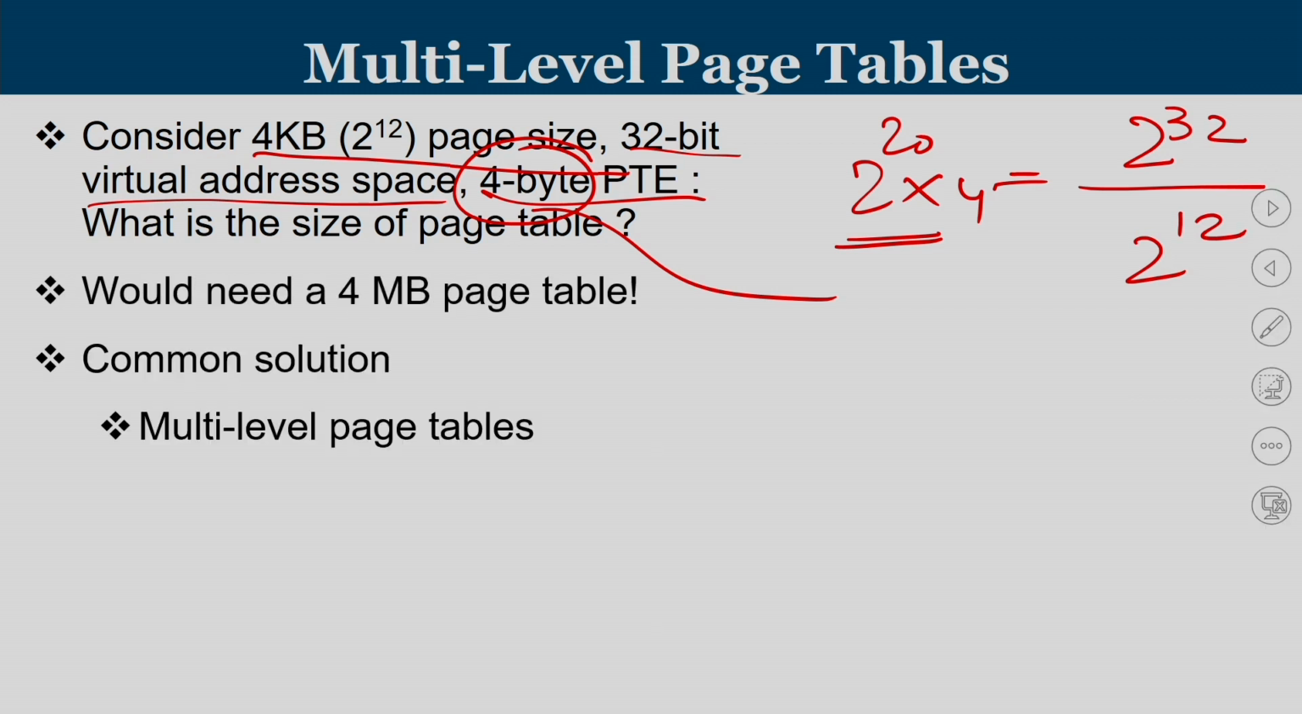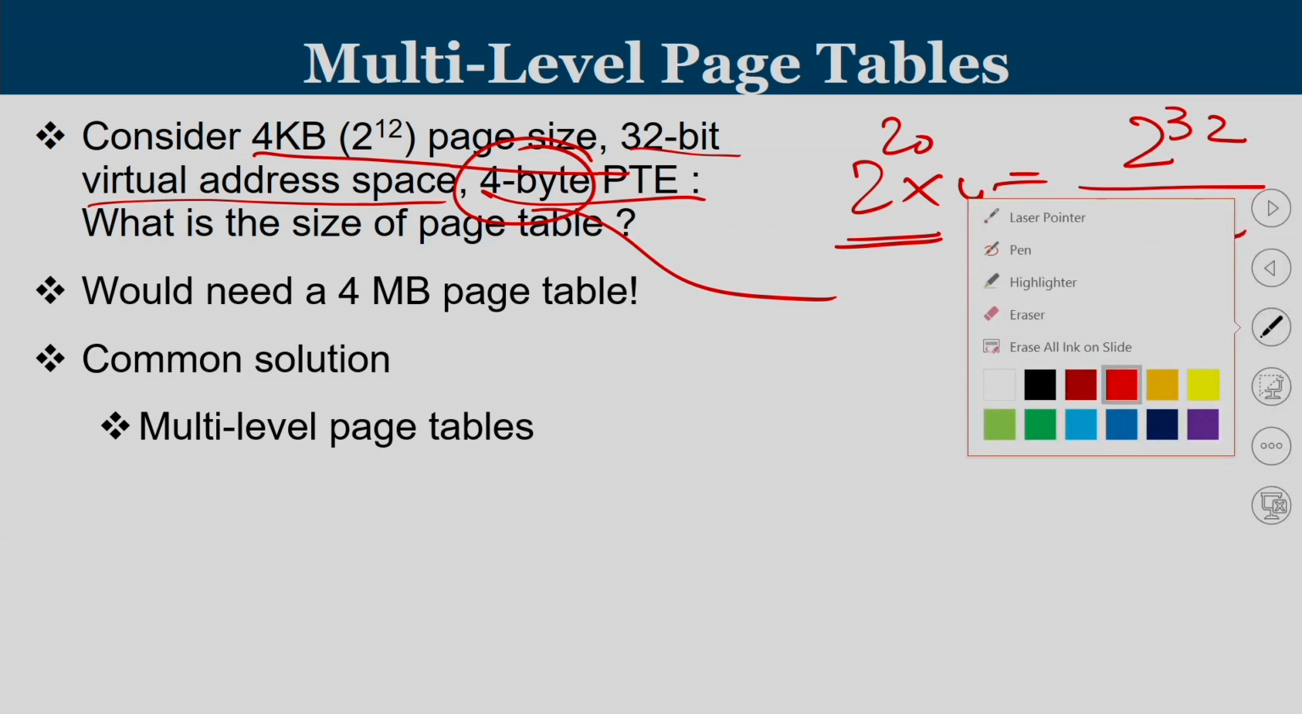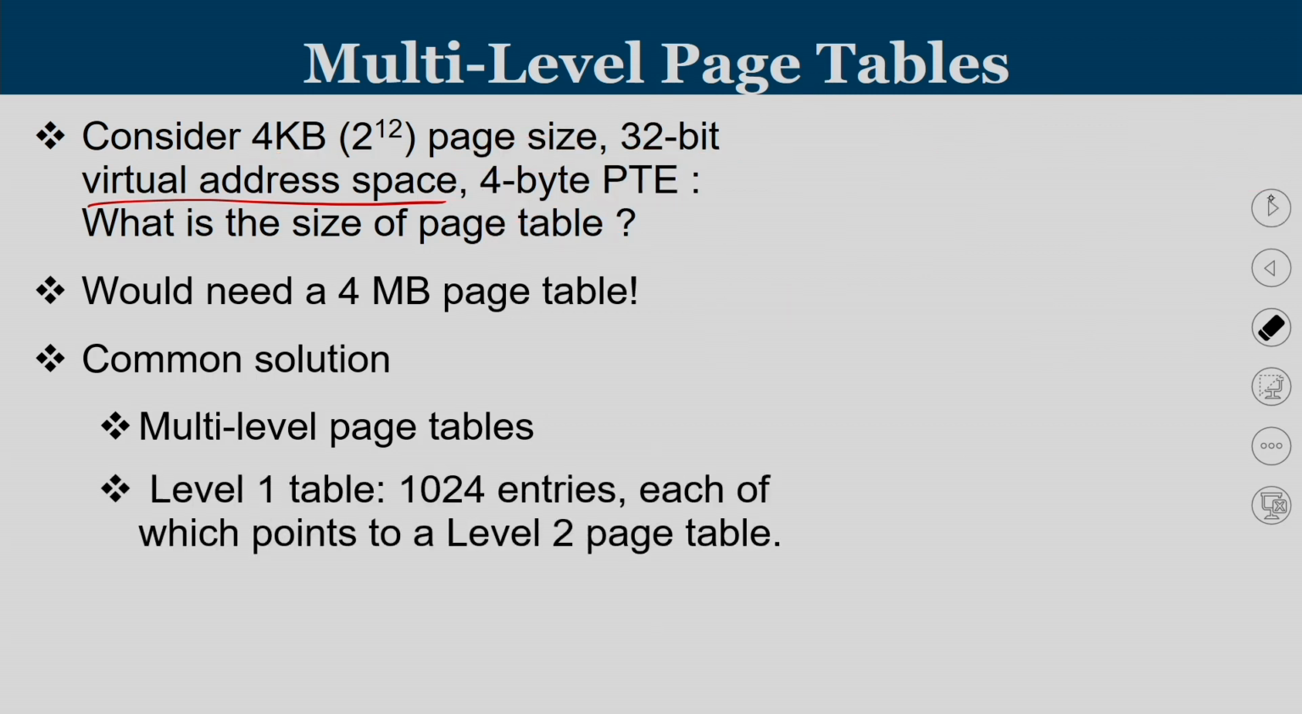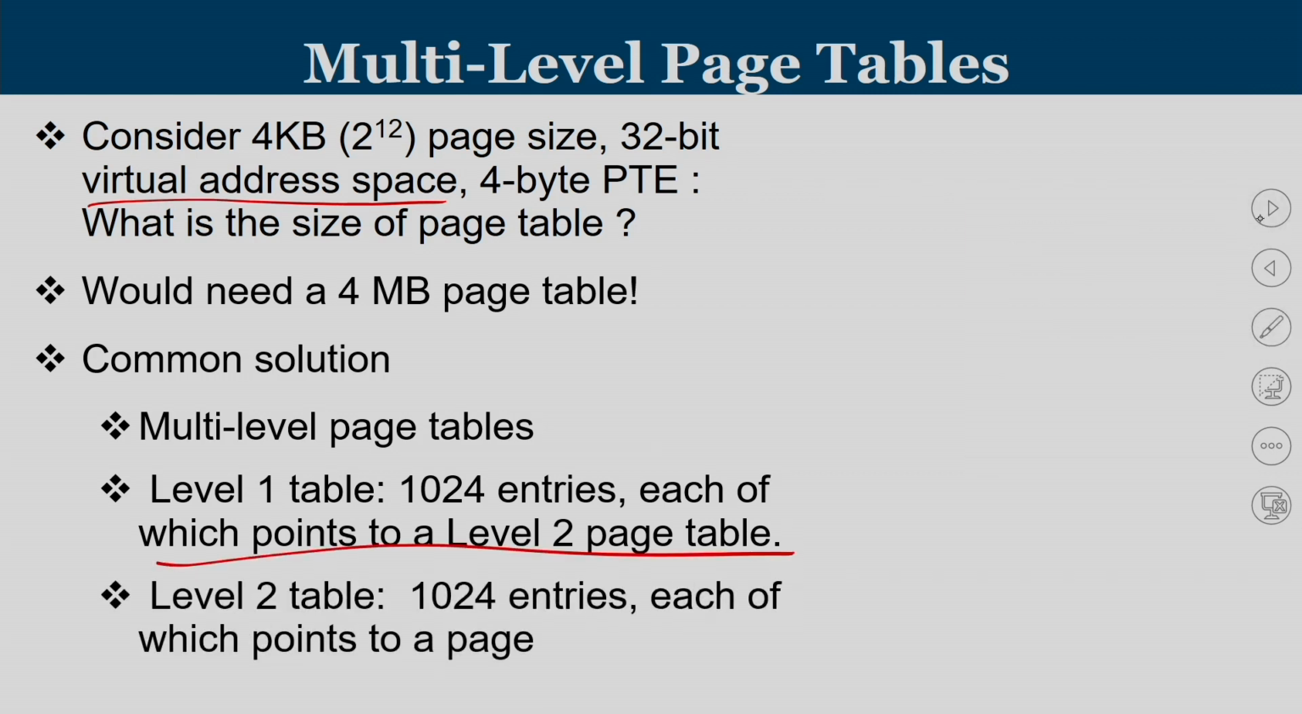Now when you have a 4 MB page table, the common solution is, can we go for multi-level page tables, and that is exactly what we are going to see now. So how are you going to get multi-level page tables? First level, let's say there are 1024 entries, and each entry is going to pick one among the level 2 tables, and then each level 2 table has 1024 entries. We said that there are 2 power 20 entries in the page table. Rather than having one page table with 2 power 20 entries, we have a first level table which has 1024 entries.